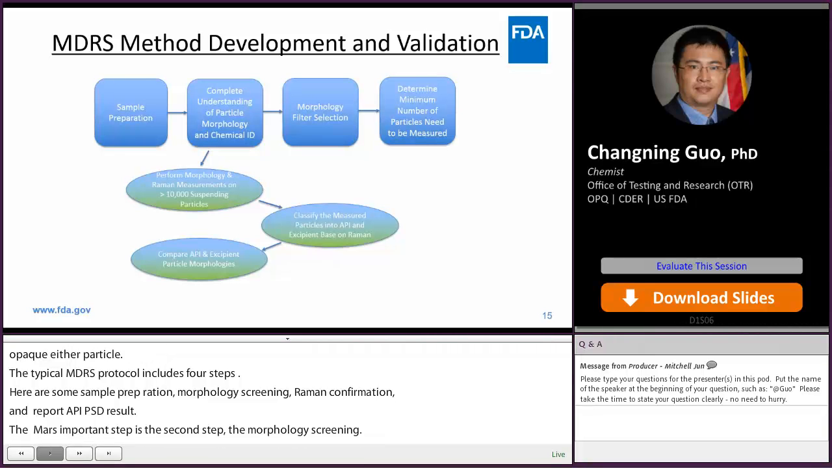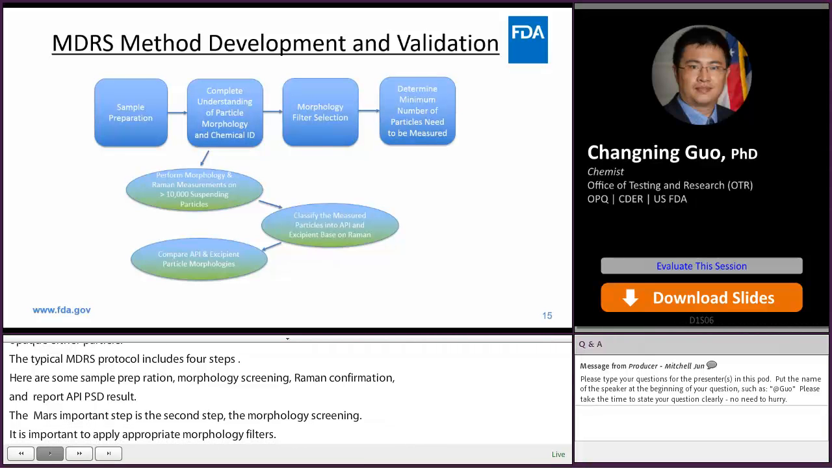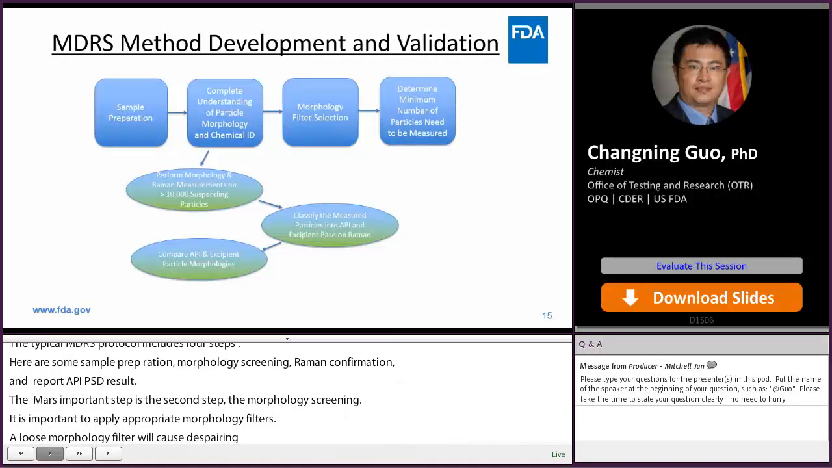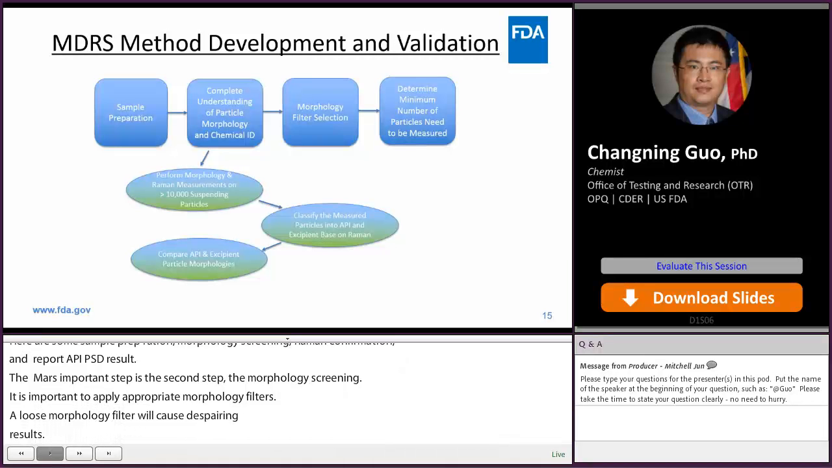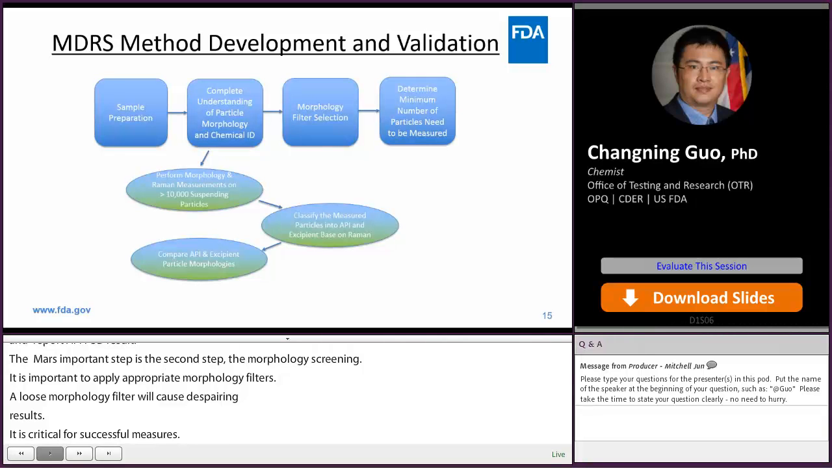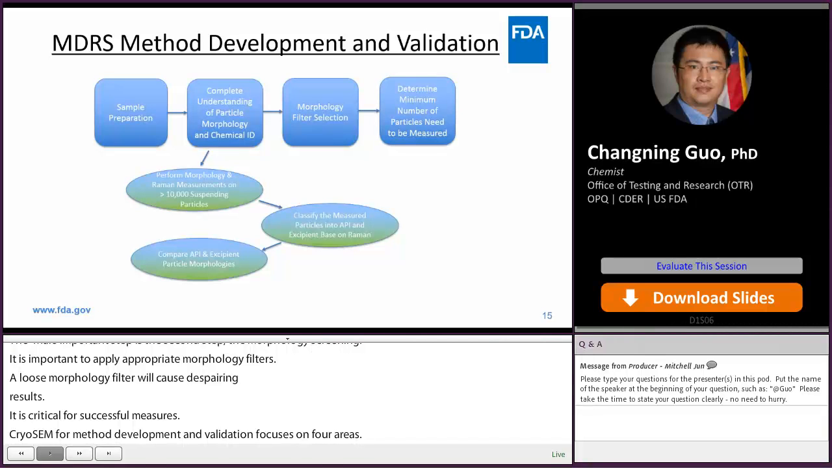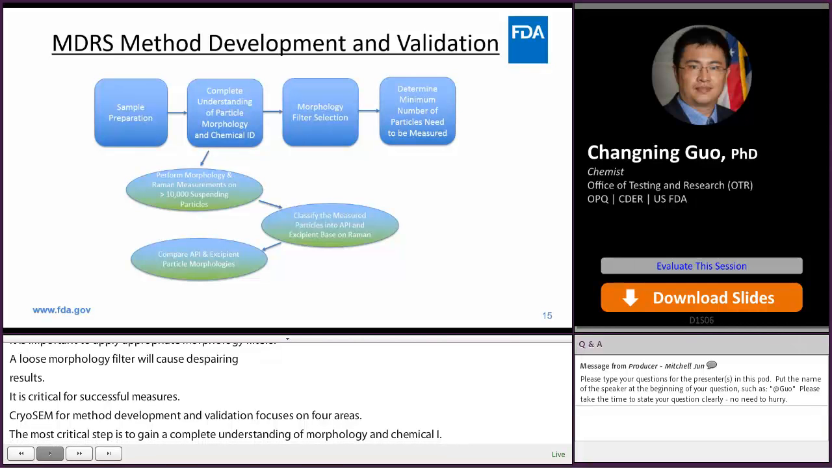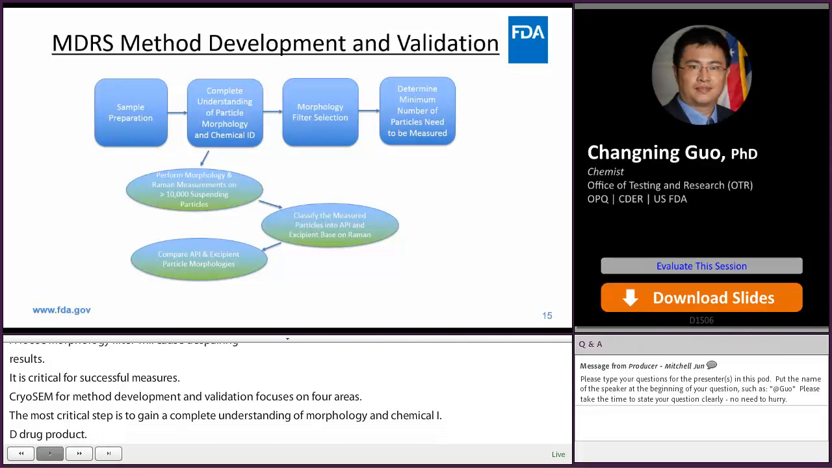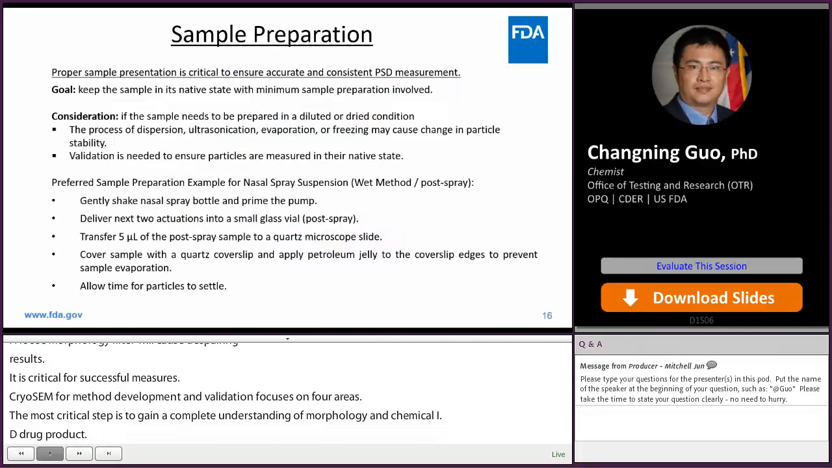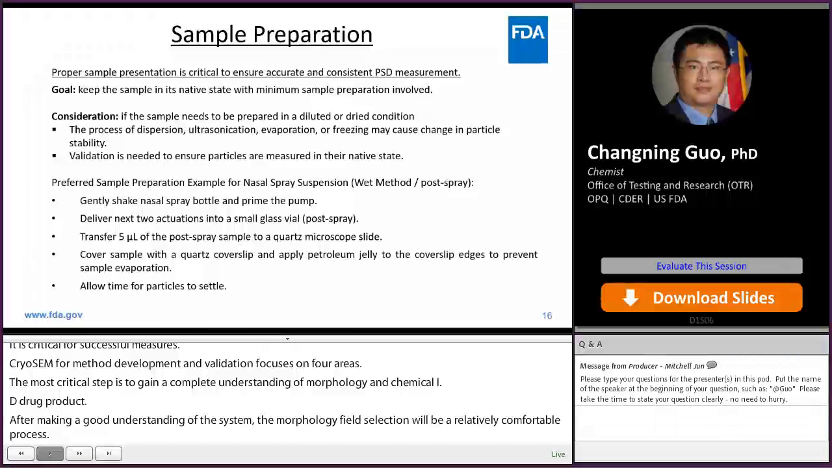MDRS method development and validation focus on 4 areas. Other than sample preparation, the most critical step is to gain a complete understanding of morphology and chemical ID of particles in the drug product. After we gain a good understanding of the system, morphology filter selection will be a relatively comfortable process. And finally, we need to determine the minimum number of particles need to be measured. It's a balance of the result accuracy and the total measurement time. Here we use the nasal spray suspension as a case study.